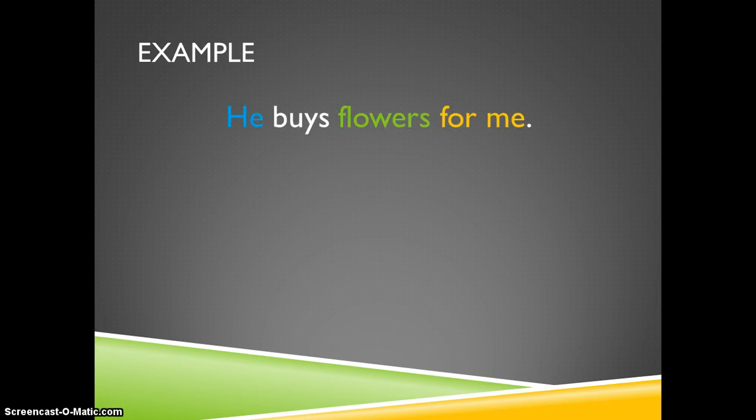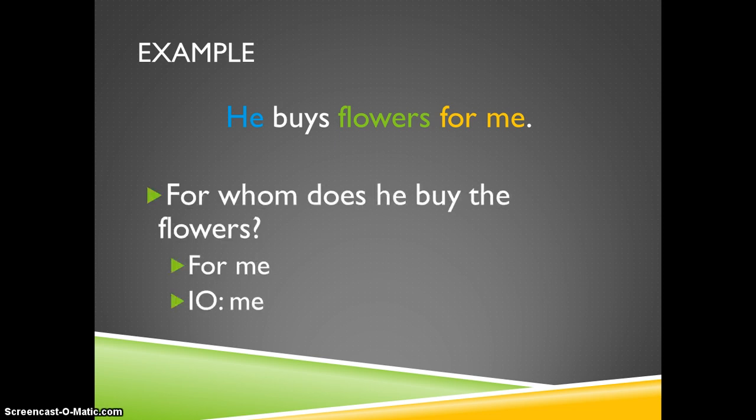He buys the flowers for me. For whom does he buy the flowers? For me. So I, me, I'm the indirect object. What is he buying? Flowers, so that's the direct object. And then who is doing the buying? He is, so he is the subject. Okay?